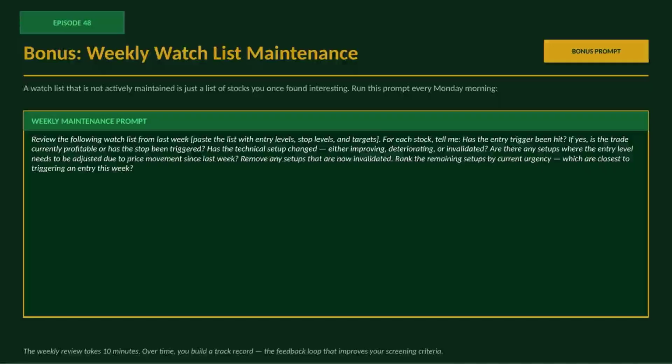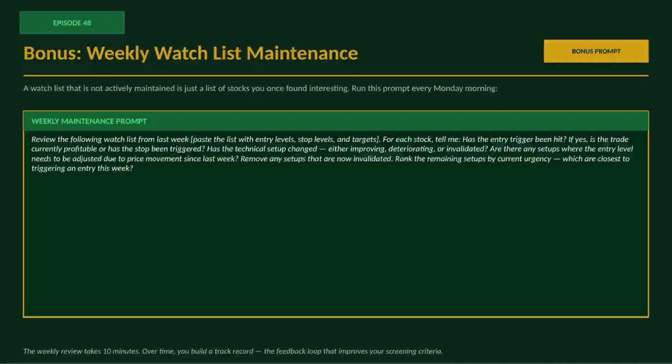For each stock, tell me, has the entry trigger been hit? If yes, is the trade currently profitable or has the stop been triggered? Has the technical setup changed, either improving, deteriorating, or invalidated? Are there any setups where the entry level needs to be adjusted due to price movement since last week? Remove any setups that are now invalidated. Rank the remaining setups by current urgency, which are closest to triggering an entry this week.